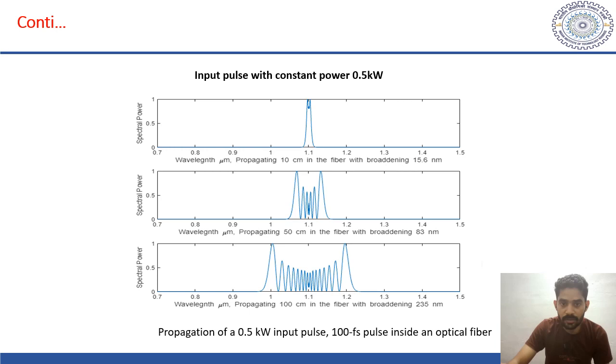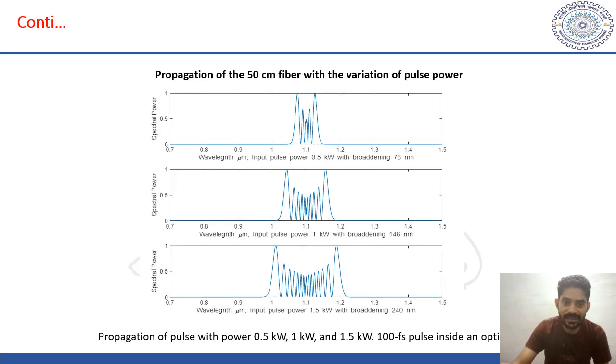We fix our power at 0.5 kilowatt and vary the distance. For 10 centimeters we get 15.6 nanometer broadening. For 50 centimeters we get 83 nanometer broadening, and for 100 centimeters we get 235 nanometers. All of this is in the spectral domain, and in the time domain we introduced a 100 femtosecond pulse, where more results are there.